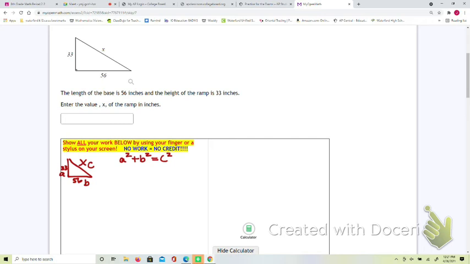Okay, now I want to put the numbers in. So my A is 33. So I'm going to put, okay, who was next? It is 12:22. So we have 33 squared plus, okay, the B is 56. 56 squared equals C squared. Okay? 33 squared plus 56 squared equals C squared. Now, on the Pythagorean theorem questions, you guys are allowed to have a calculator. Okay? So we're going to go to our calculator and we're going to square them.